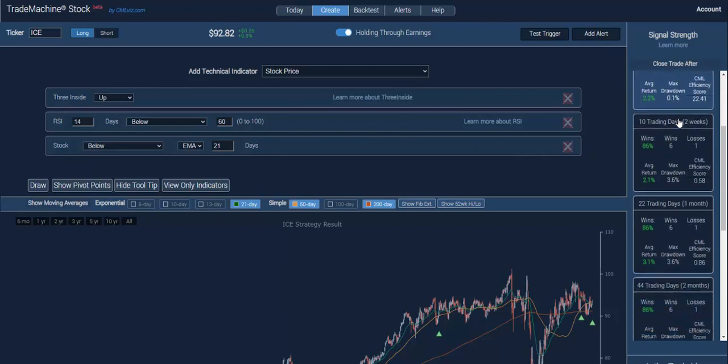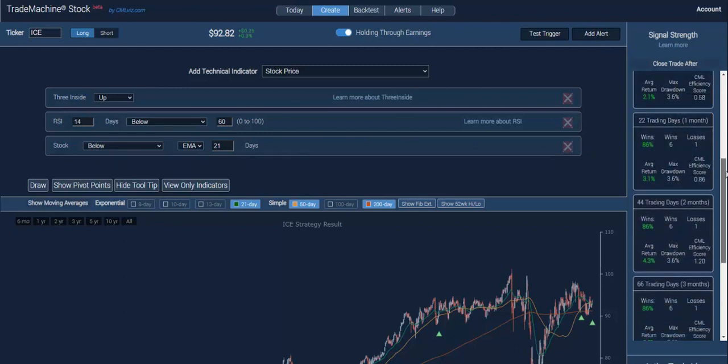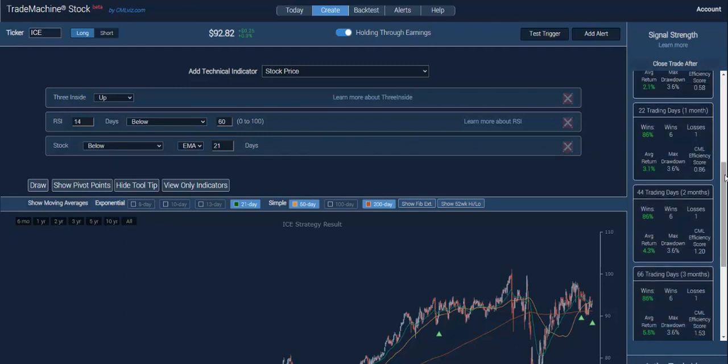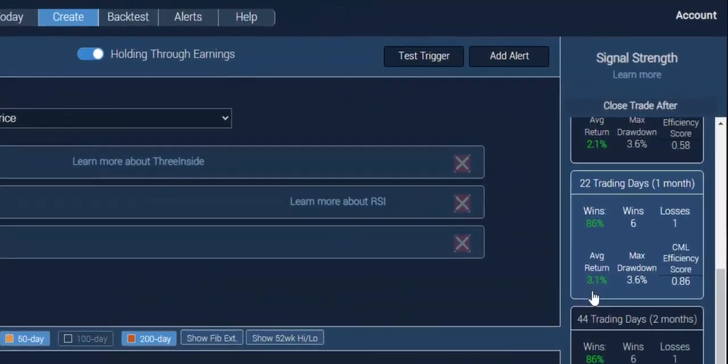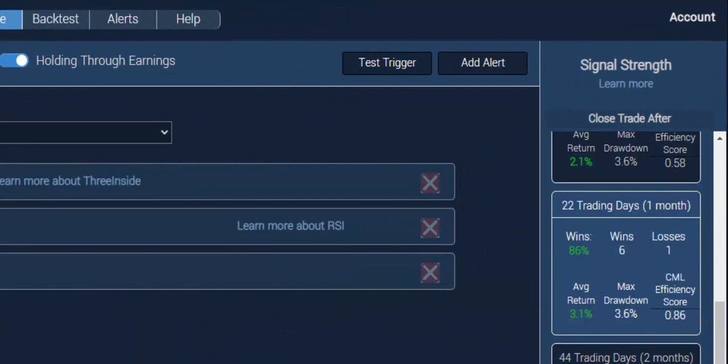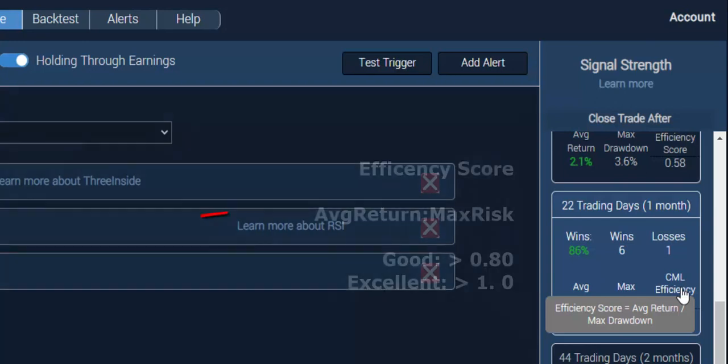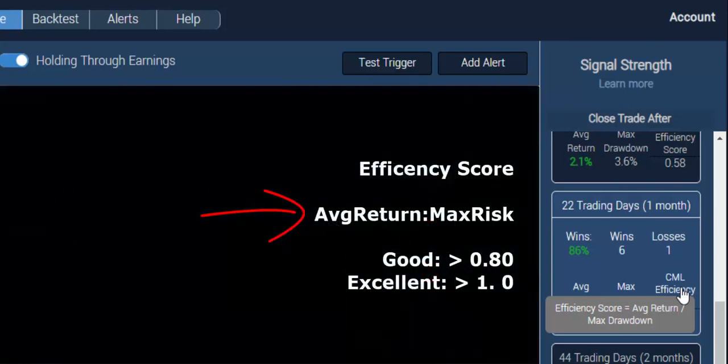We can see on the right-hand side with the instantaneous computational engine that this has triggered 7 times in the last 3 years, with an average return of 3%, a max drawdown of 3.6, giving us an efficiency score of 0.86. The CML efficiency score is trademarked, and it is the average return per backtest divided by the max drawdown, which is the worst period for the stock at any time during these 7 open trades. You can think of it as return to max risk.